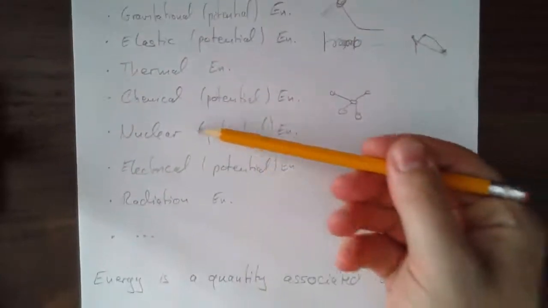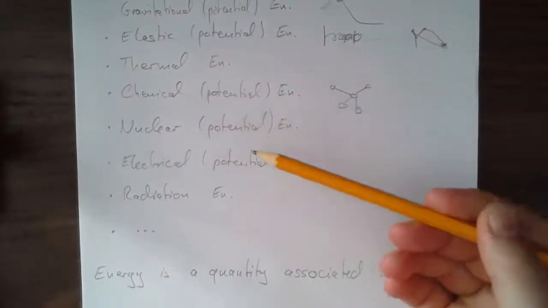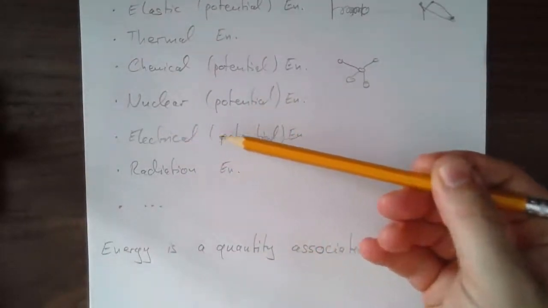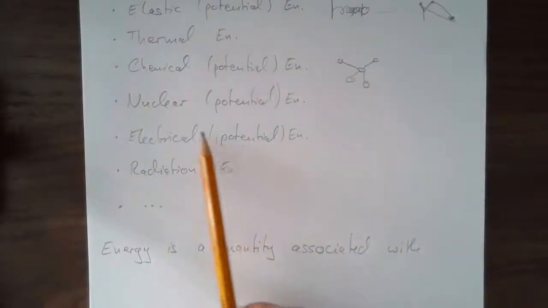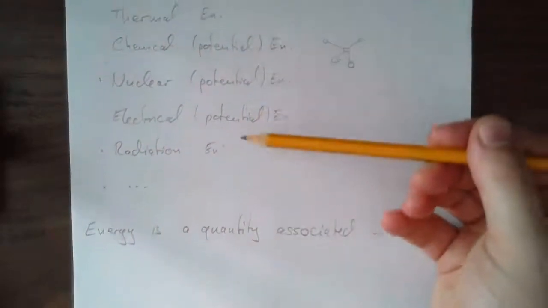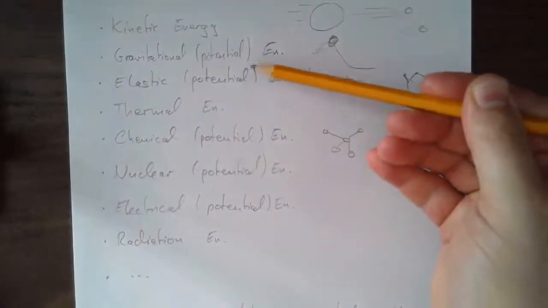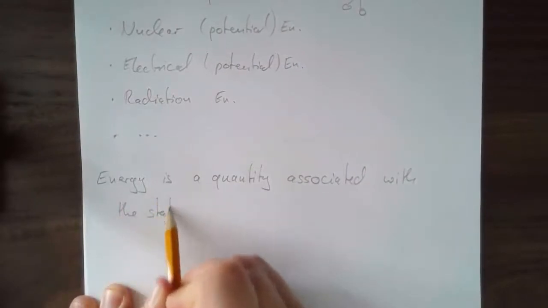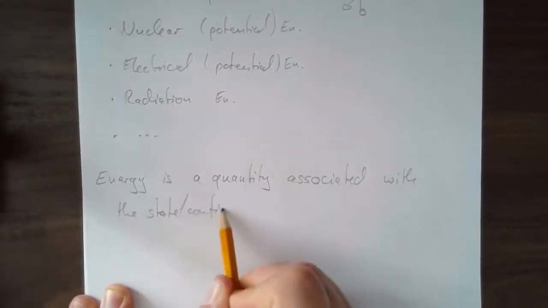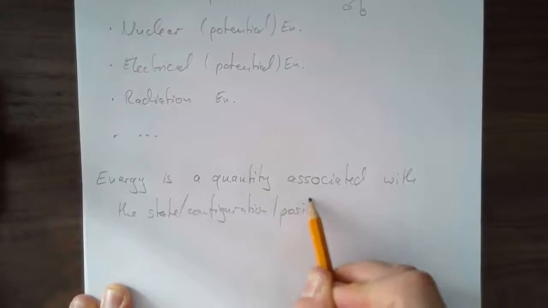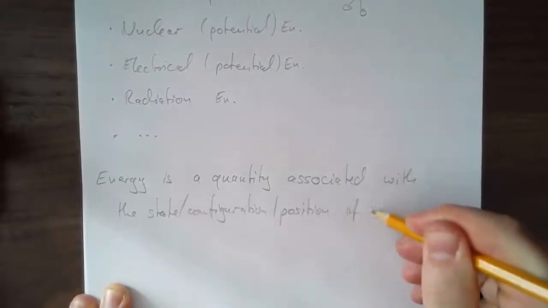And so again, just with the kind of configuration that a system is in, there's a quantity associated with that. And then the nucleus of atoms can be in different configurations. Electrical potential, you can have electrically charged particles that are in different configurations, and if you have that in a wire, then they create a current. But all of those are essentially the same idea: something about what state a system is in. There's a quantity associated with the state, the configuration, maybe the position of a system.